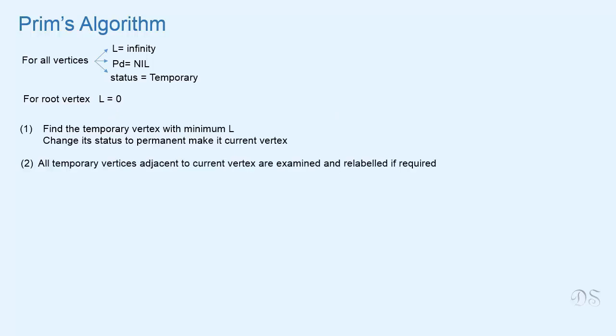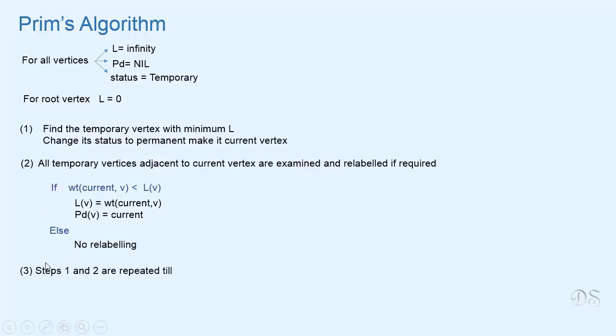Now, in second step, we'll examine all the temporary vertices adjacent to the current vertex and relabel them if required. Now let's see what's the condition in which we need to relabel any vertex adjacent to current vertex. Suppose V is a temporary vertex adjacent to the current vertex that we are examining. If weight of this edge is less than length of V, then length of V becomes equal to weight of this edge and current becomes predecessor of V. Otherwise, no relabeling is required.